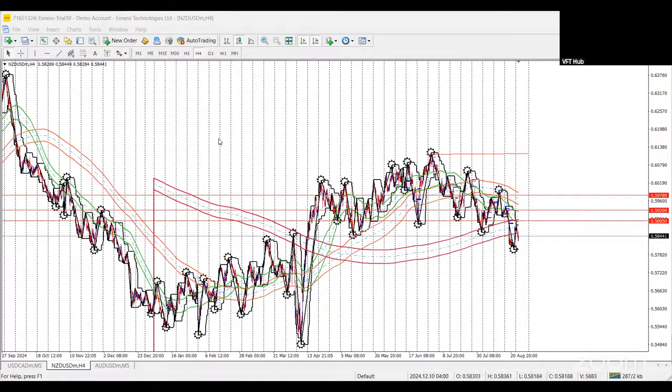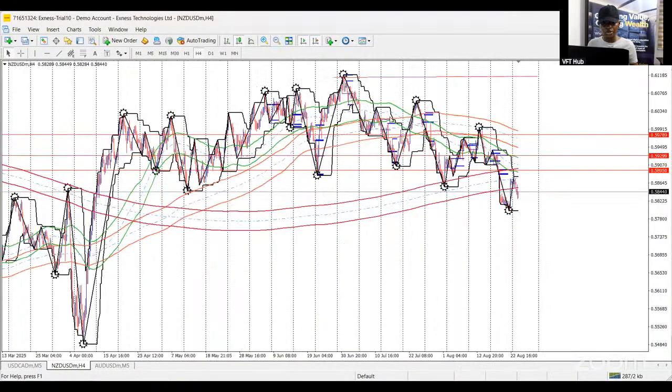So looking at the H4 time frame on the NZD/USD, sorry for that short break. Okay, so I'm looking at this now.